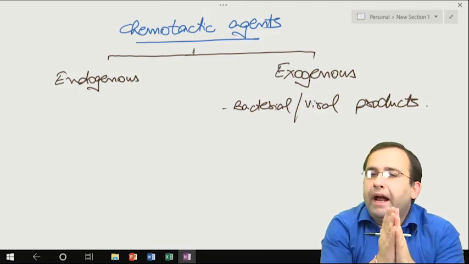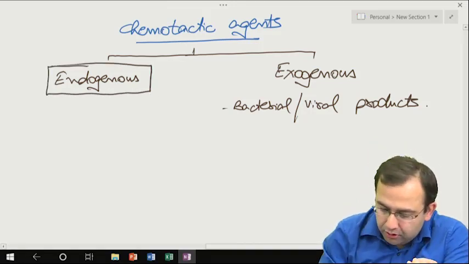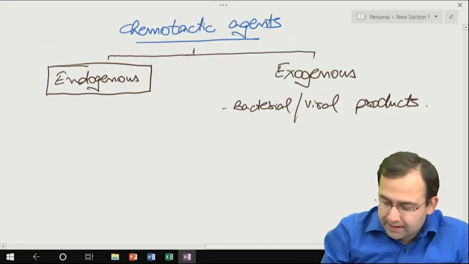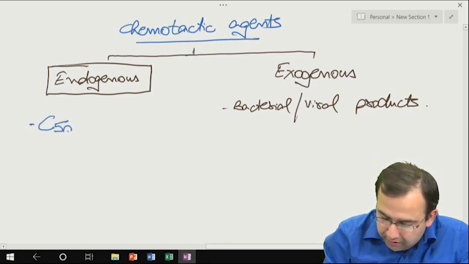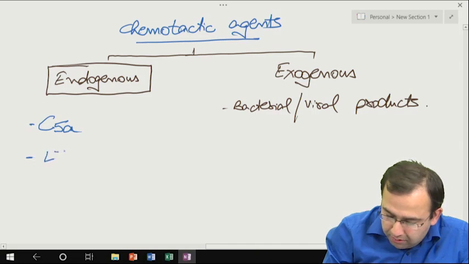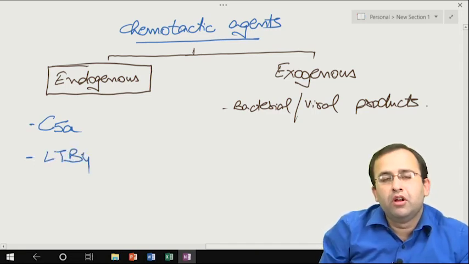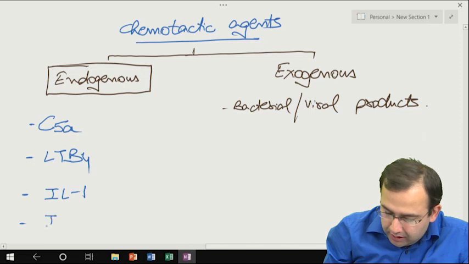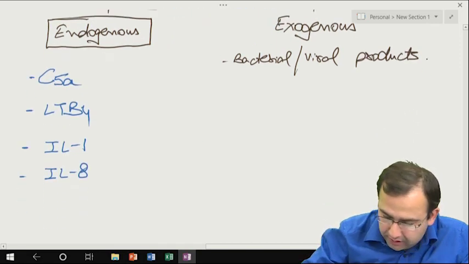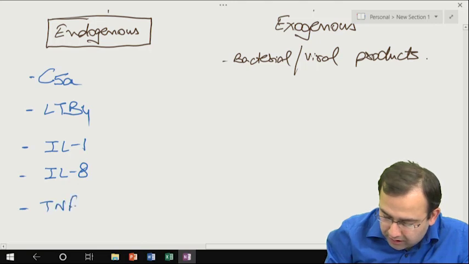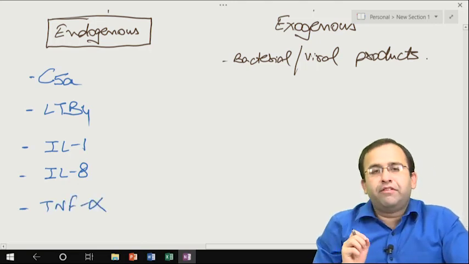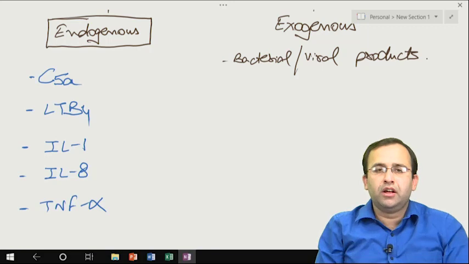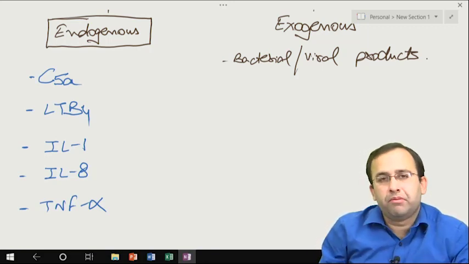What you need to remember and what is repeatedly asked are the endogenous chemotactic agents. Which complement factor? C5a, leukotriene B4, interleukin 1, interleukin 8, and TNF alpha, tumor necrosis factor alpha. C5a, leukotriene B4, interleukin 1, interleukin 8, and TNF alpha have to be remembered.